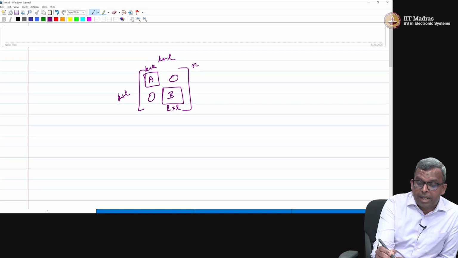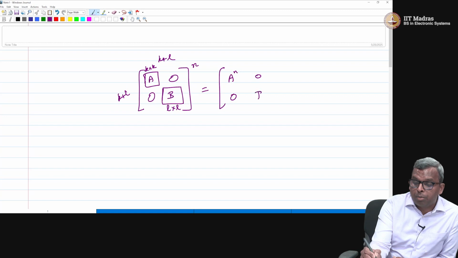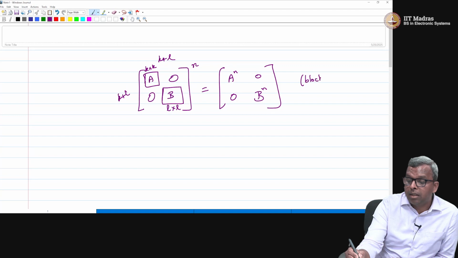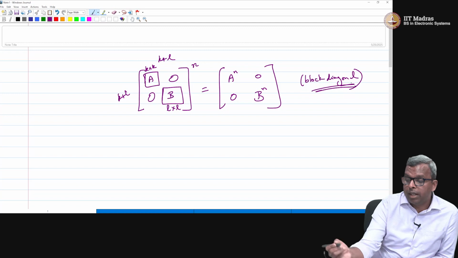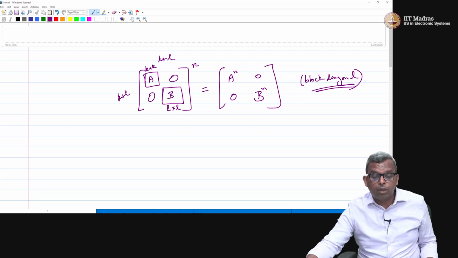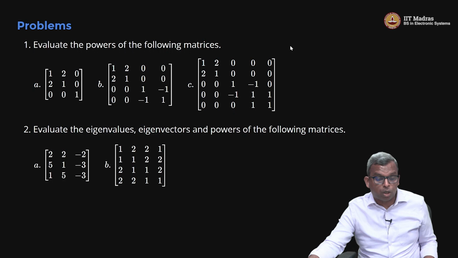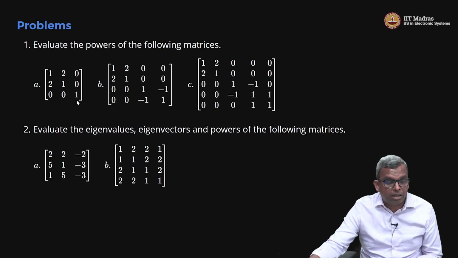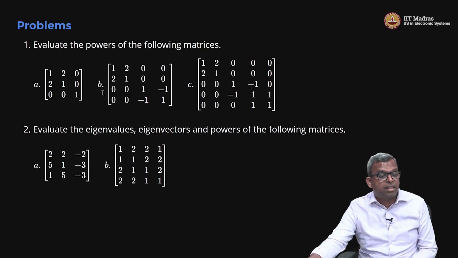If you raise this matrix to the power n, you will simply get A to the power n, 0, 0, B to the power n. This is a block diagonal matrix property. Whenever a matrix is block diagonal, you can simplify your work. This is very important. Here you've got a block diagonal structure, so it's enough to raise 1 to the power n, which is just 1. Then you only have a 2 by 2 matrix to raise to the power n, so you don't have to deal with the 3 by 3 matrix.